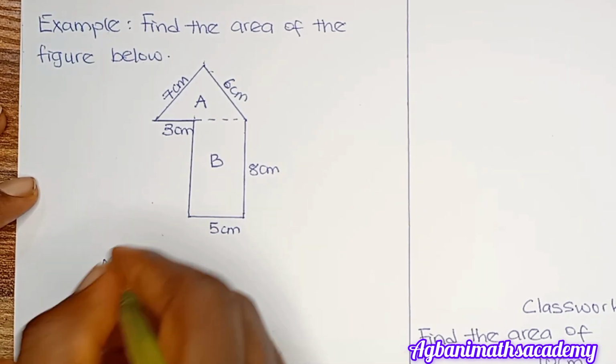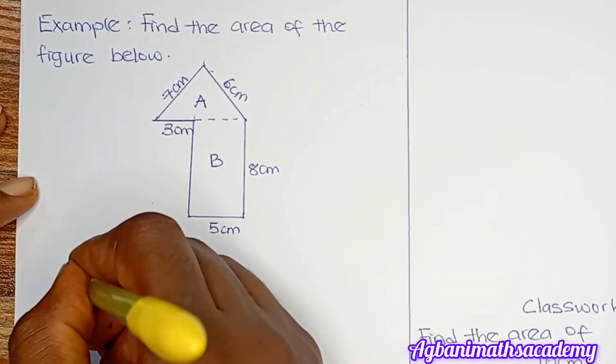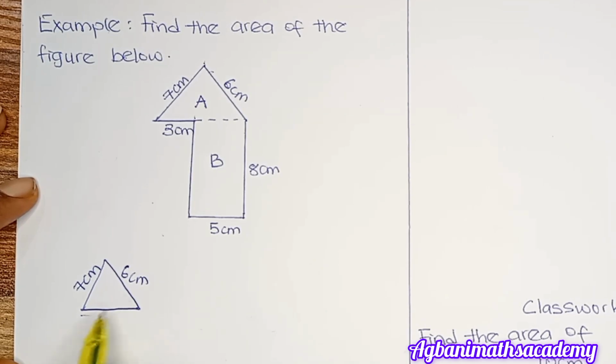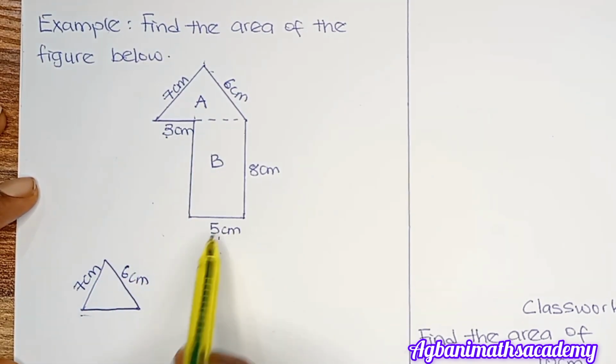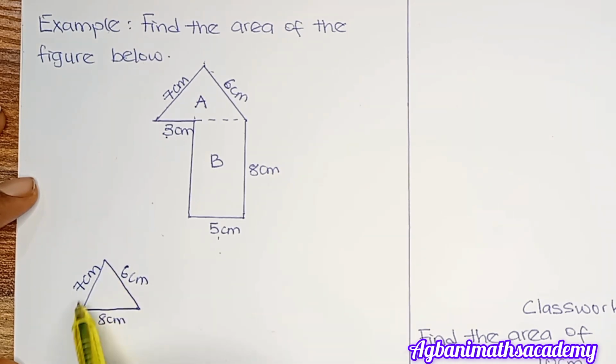Here we have 6 centimeters. Here we have 7 centimeters. What is this part? We have 3 and 5, so here is 8 centimeters. That means we need to calculate the area of this triangle. In our previous lesson, we've seen how to calculate the area of a triangle when the 3 sides are given. If you want to see how to do that extensively, you can go back to my playlist on area of plane shapes and scroll down to the video where I taught how to calculate the area of a triangle when the 3 sides are given.